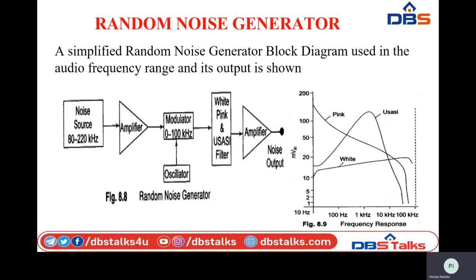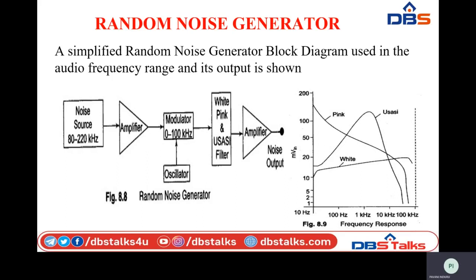In different ranges. In order to generate the noise, we need a semiconductor noise diode, which is the source of noise generation. It is able to deliver signals in the range of 80 to 220 kilohertz. And then that noise signal can be amplified, since we are going to test audio frequency electronic circuits, such as amplifiers and loudspeakers.